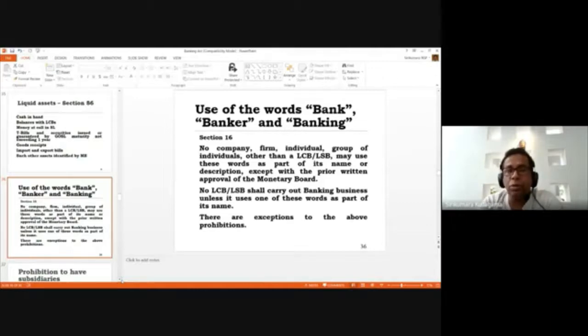Without those terms, you cannot carry out banking business. On the other hand, no one can use these terms unless they are a licensed commercial bank. That is why the register of companies would always refer this kind of thing to the central bank, to ask whether you have approved this, right?